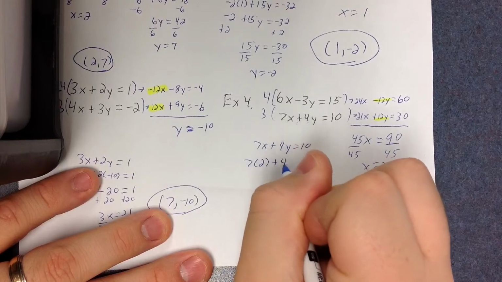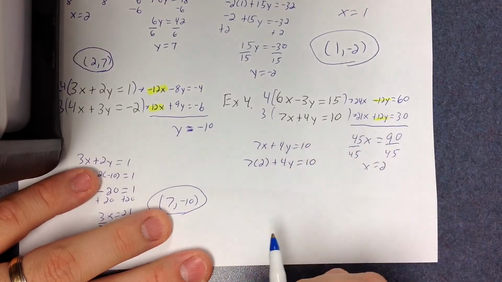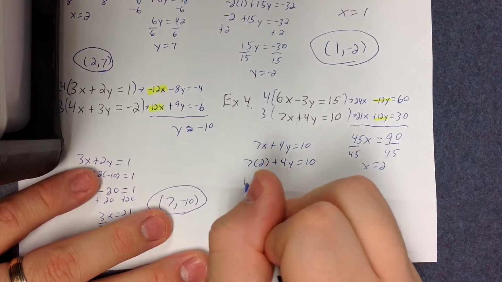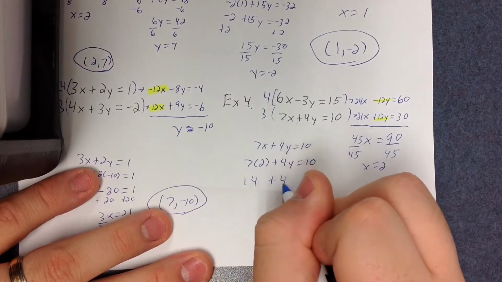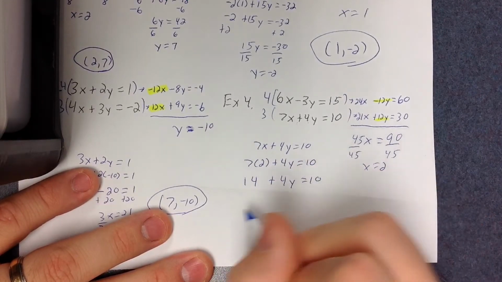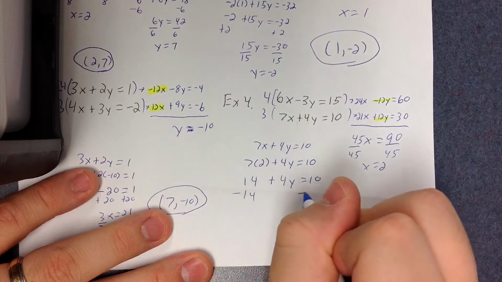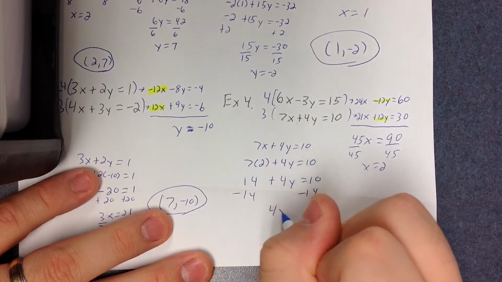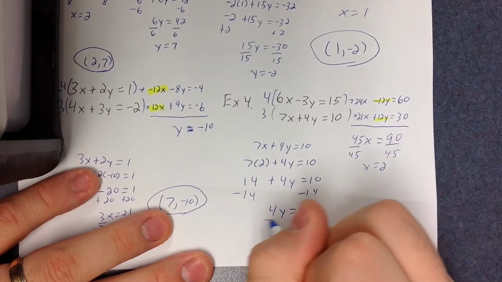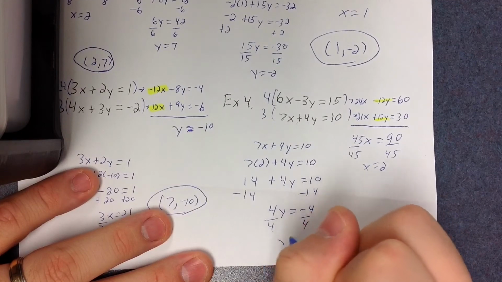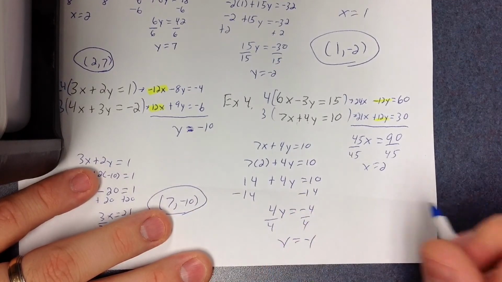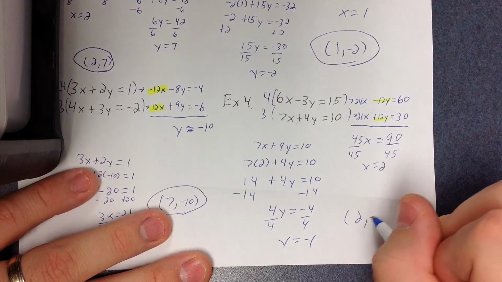So 7 times 2 plus 4y equals 10. 7 times 2 is 14. Plus 4y equals 10. Subtract 14 from both sides. 4y equals negative 4, and finally divide by 4. You get y equals negative 1. So it would be 2, negative 1.